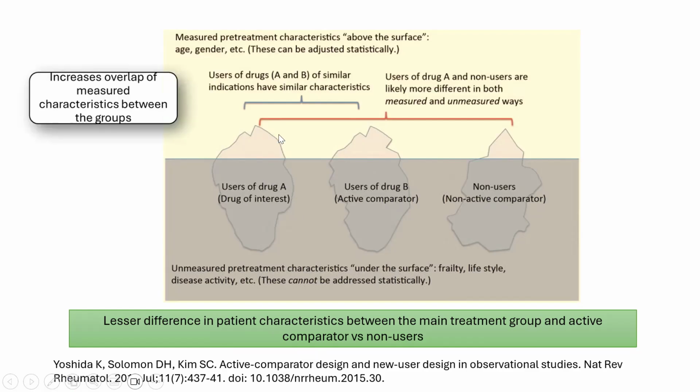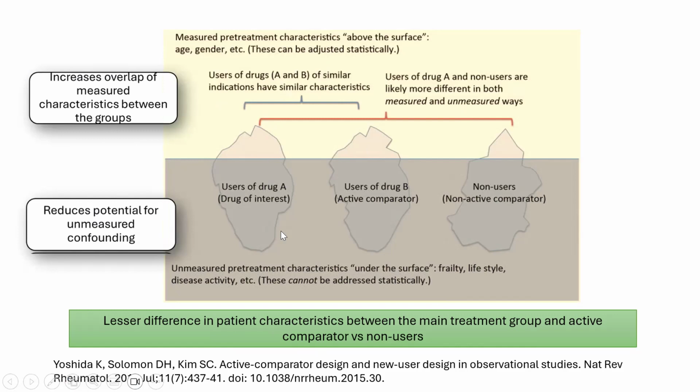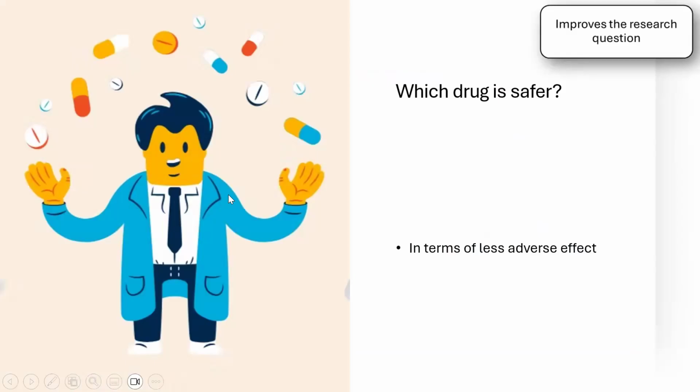So in this active comparative design, your baseline characteristics, that is your measured pre-treatment characteristics, also have more overlap as compared to drug A versus non-users. And there's also reduced potential that your unmeasured confounding factors will be more similar in users of drug A as well as users of drug B.